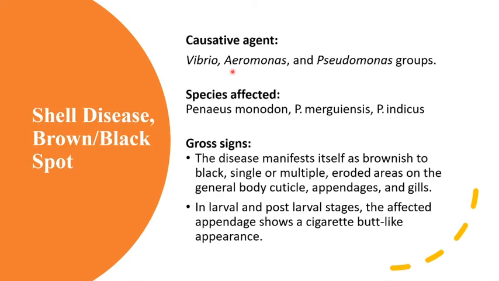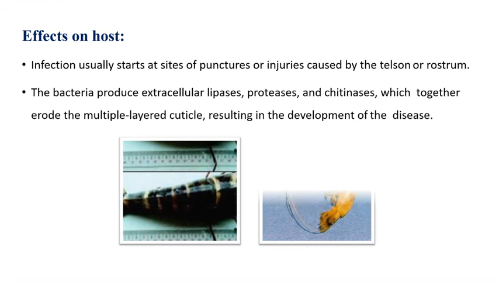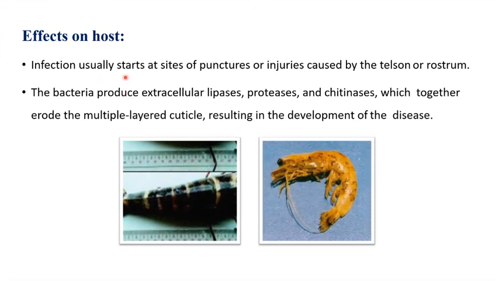Causative agents are Vibrio, Aeromonas and Pseudomonas groups, and species affected are Penaeus monodon, Penaeus merguiensis and Penaeus indicus. The gross signs shown in this brown black spot disease are that the disease manifests itself as brownish to black single or multiple eroded areas on the general body, cuticle, appendages and gills. In larvae and post-larval stages, the affected appendages show a cigarette butt-like appearance.